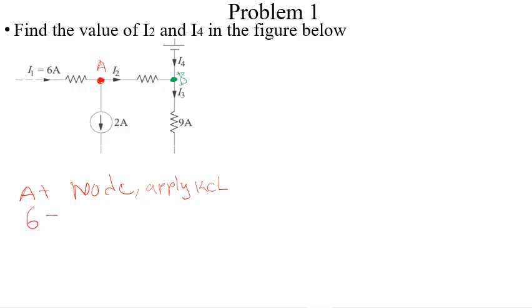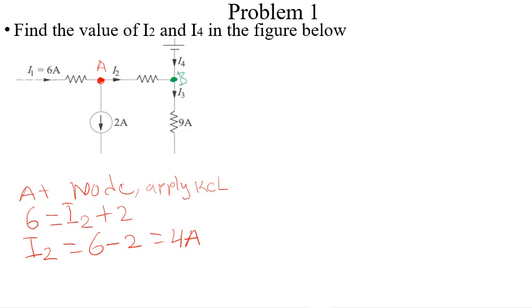So we can simply write that 6 here is equal to I2 plus 2. Here we simply do change of subject to get I2. So I2 is equal to 6 minus 2, which is equal to 4 amps. And we found I2. We now know the value of I2.